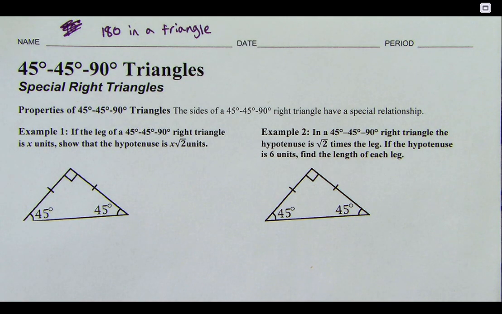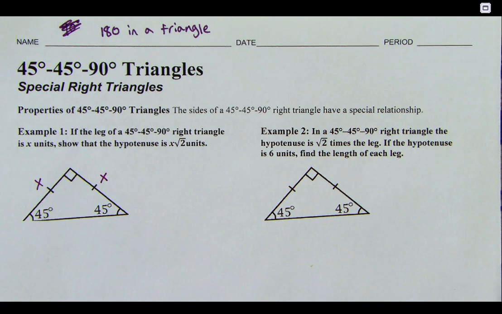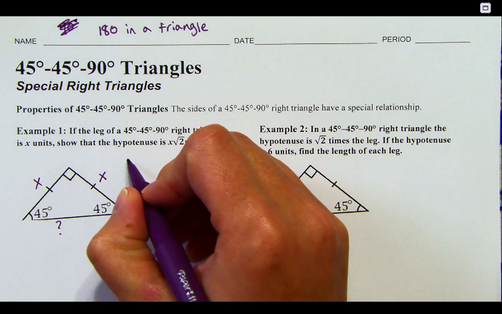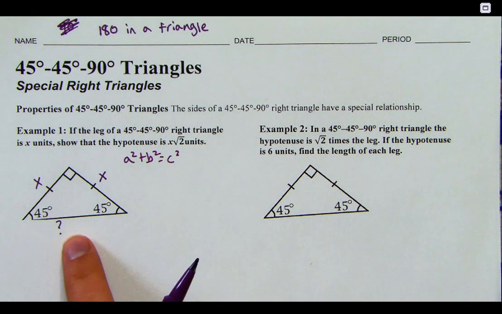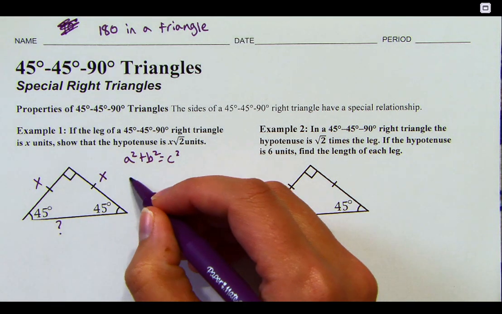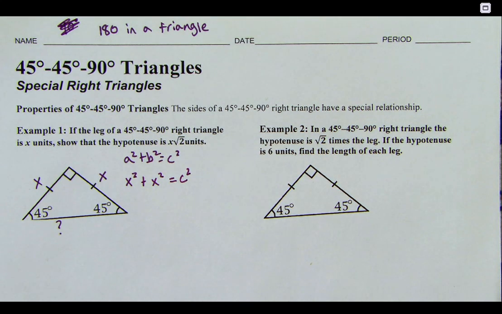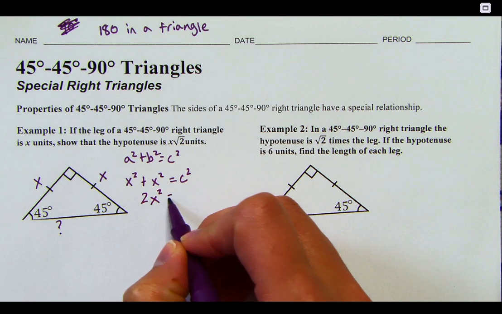So let's say I label this side as x and this side as x, and we're trying to find this missing side. Because we have a right triangle, we can use the Pythagorean Theorem: a squared plus b squared equals c squared. Remember, c squared is the hypotenuse, so this is my c. If this is a and this is b, I'm squaring those, so I would have x squared plus x squared equals c squared. Really, we can add this to get 2x squared equal to c squared.